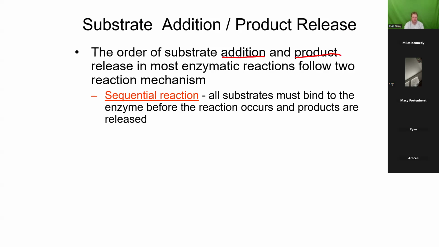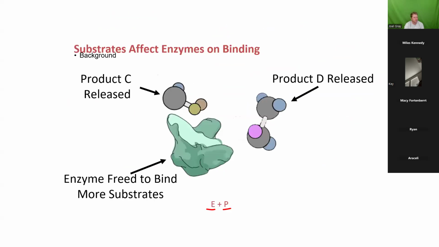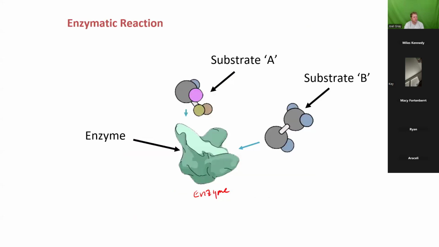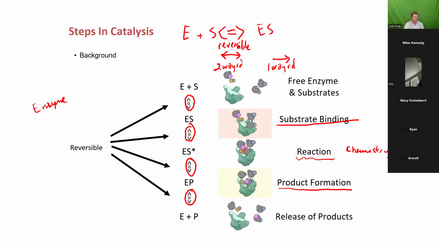Now, just to give you a little bit more context, essentially what we're asking is which binds first, A or B? Or does it matter? That's what we're investigating when we're looking at multiple substrates and multiple products.